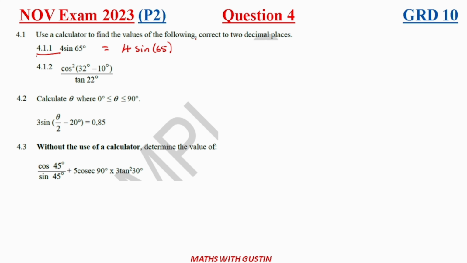Please make sure that your scientific calculator has got a D on top, which is in degrees. If it's not like that, you're going to get a different answer from this one. So if we punch this into our calculator, let me see, what are we getting? We are getting 3.63 corrected to 2 decimal places.